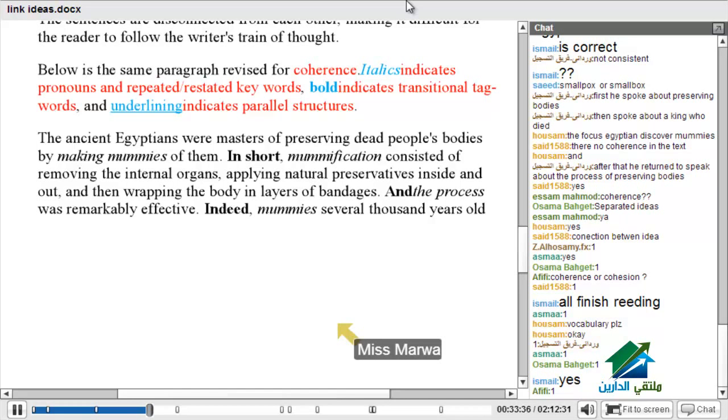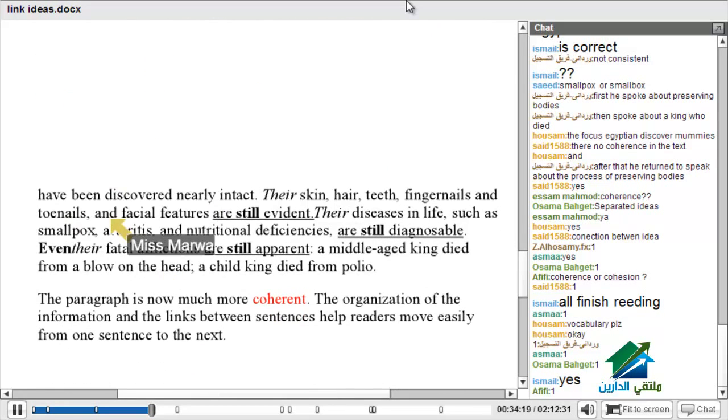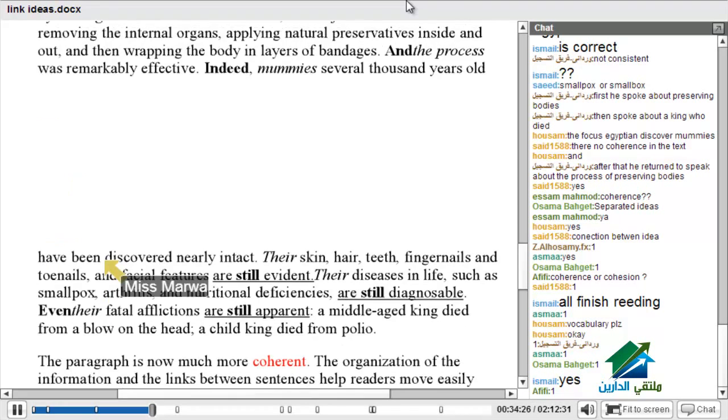The ancient Egyptians were masters of preserving dead people's bodies by making mummies of them. In short, mummification consisted of removing the internal organs, applying natural preservatives inside and out, and then wrapping the body in layers of bandages. الحاجات اللي هنشوفها كلها بولد دي الحاجات اللي حصل لها addition كانت مش موجودة في الفيرست paragraph. I think you finished this part. معلش الـ space دي, this is my fault, it's just one paragraph.